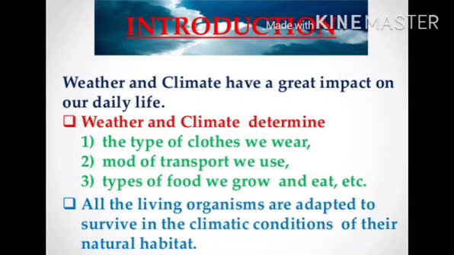Now introduction. Weather and climate have a great impact on our daily life. Weather and climate determine the type of clothes we wear, mode of transport we use, type of food we grow and eat. All the living organisms are adapted to survive in the climatic condition of the natural habitat.